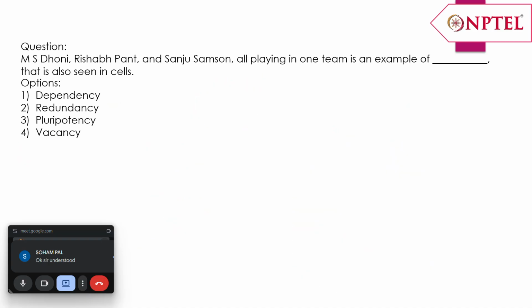MS Dhoni, Rishabh Pant, and Sanju Samson, all of them are cricketers. All playing in one team is an example of which of the following processes that can also be seen in cells? So what can be the correct answer?